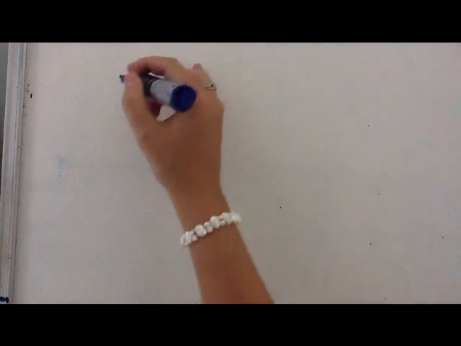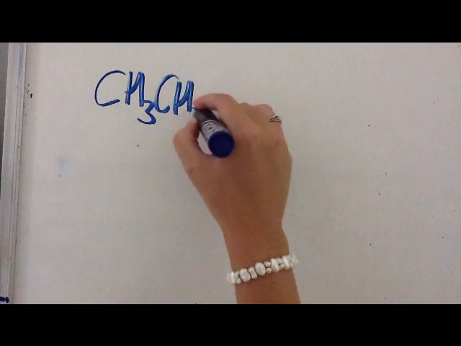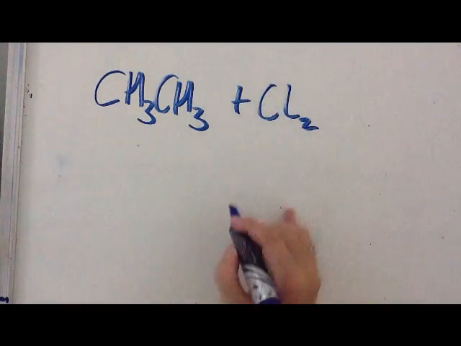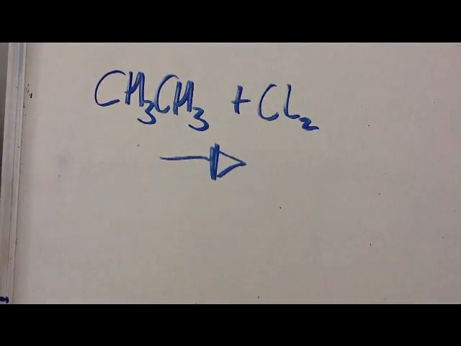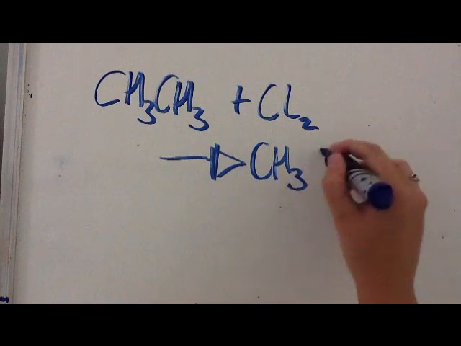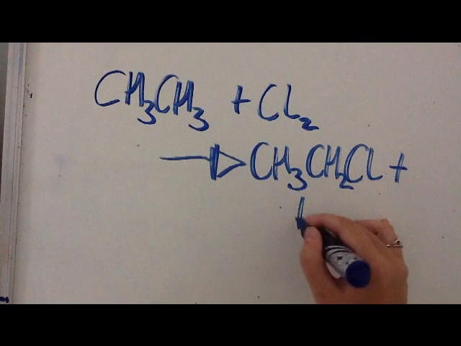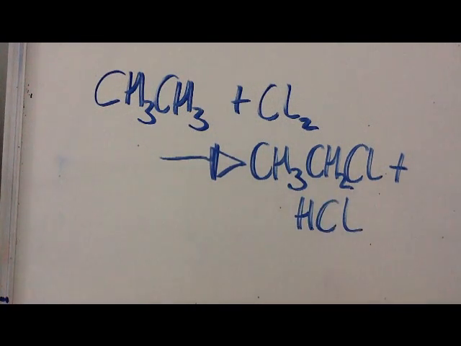We'll take ethane, CH3CH3, and add it to chlorine. The product that we're going to make overall, without first even looking at the mechanism, is chloroethane, and we're going to make HCl as well. This equation is already balanced.